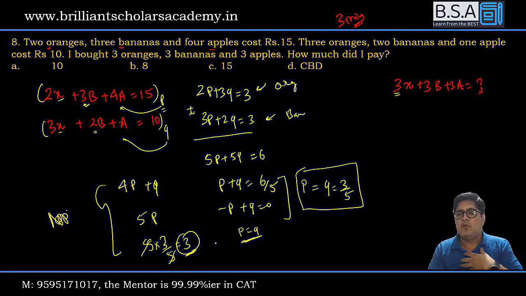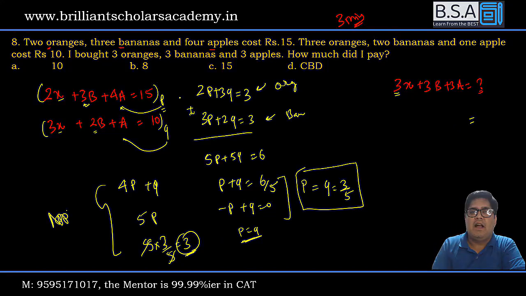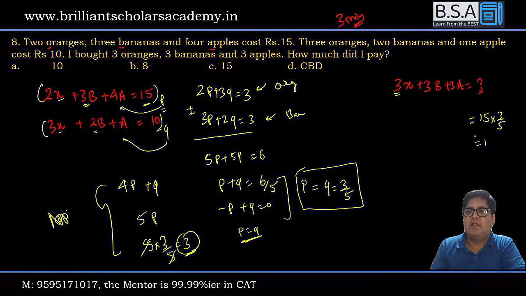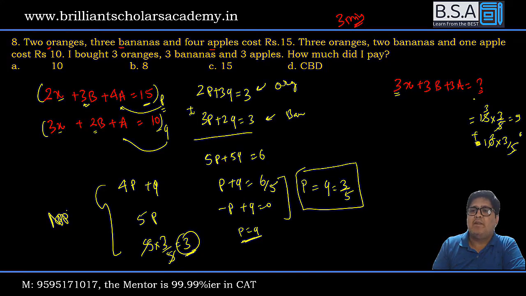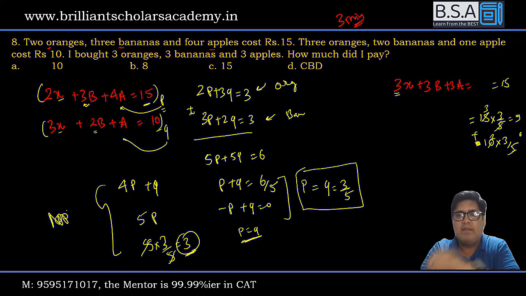They all match. So to get my answer, I need to multiply the first equation with 3 by 5: 15 into 3 by 5. I need to multiply the second equation, and add them: 10 into 3 by 5. Cancel 3, so 9. Cancel 2, so 6. 9 plus 6, 15 rupees must be paid. For 3 oranges, 3 bananas and 3 apples, 15 rupees must be paid.